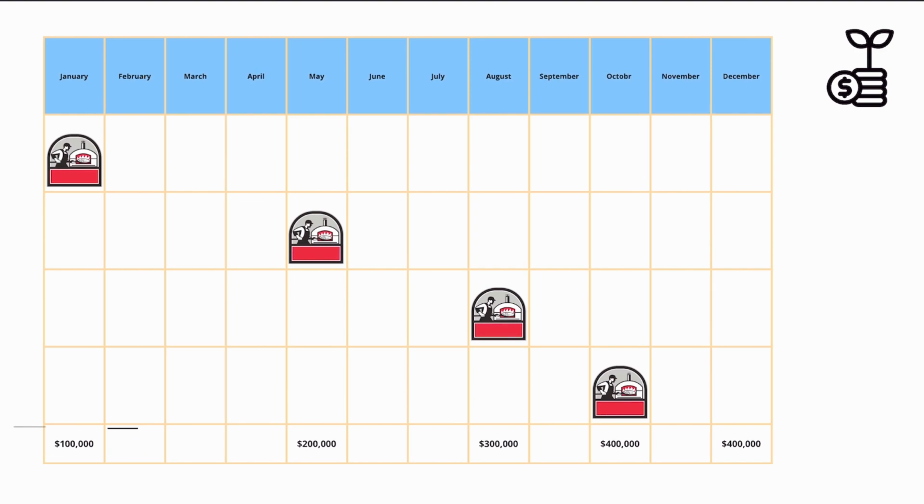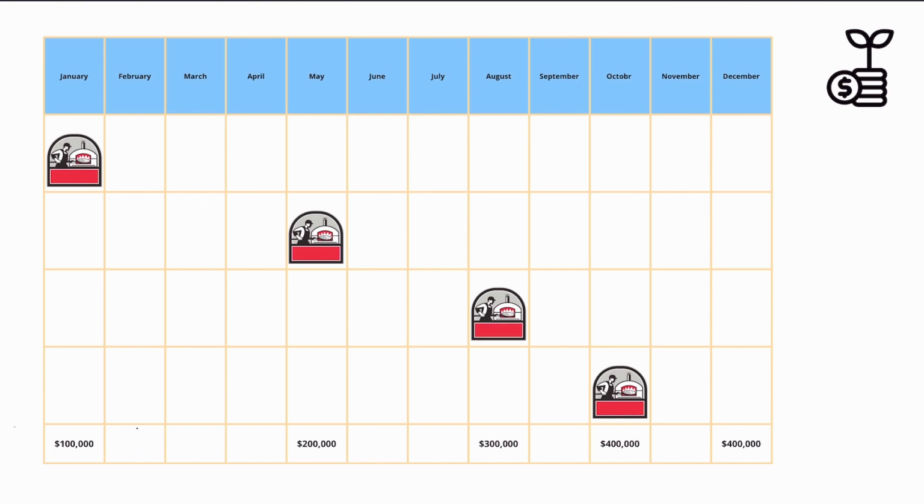Additionally, the second oven contributed only to profits made between May and December. The third oven contributed to profits made between August and December, while the fourth oven only contributed to profits made between October and December. So, which value of assets do we use? Do we use the beginning assets or the ending assets?